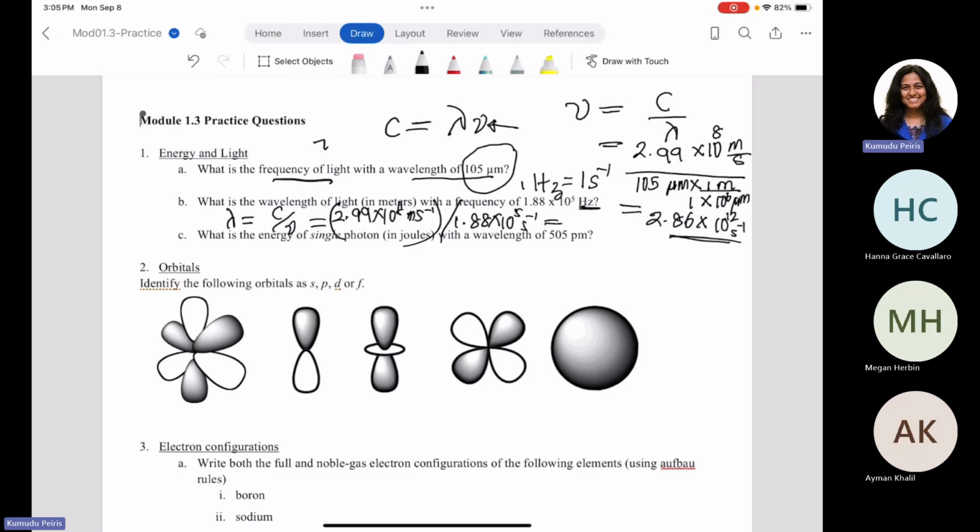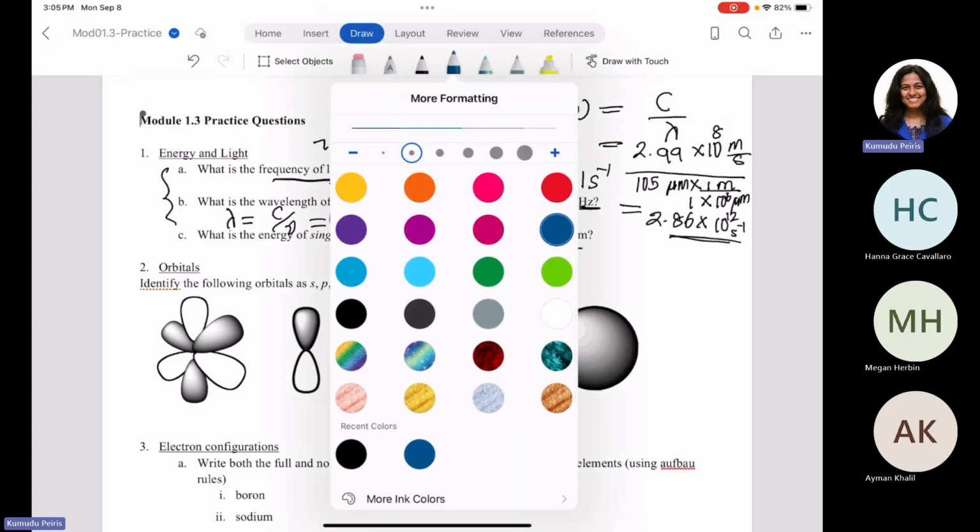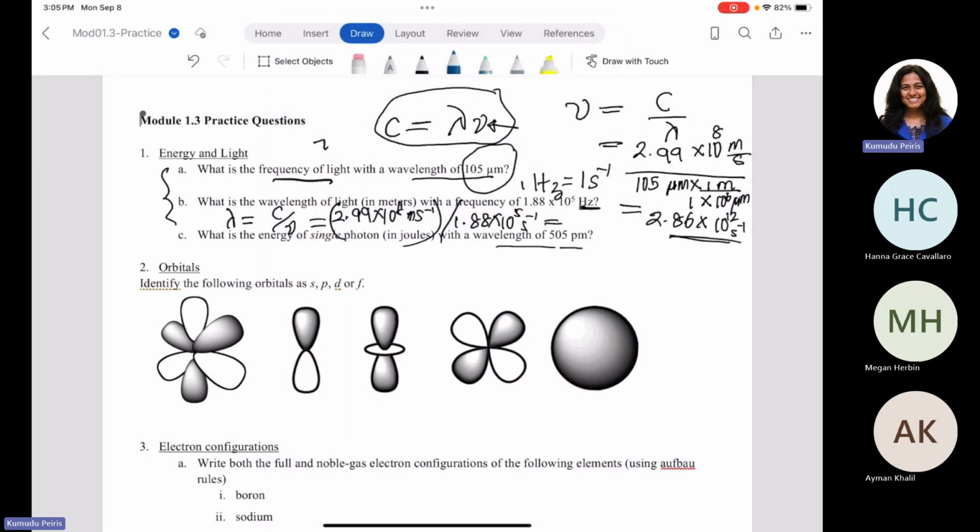The next one: what is the energy of a single photon? The first two questions used only that one equation. Now we are talking about the energy as well, with a wavelength of 505 picometers. So now we are going to use this equation as well: E equals h nu. The h is the Planck's constant. The value will be given with the test.